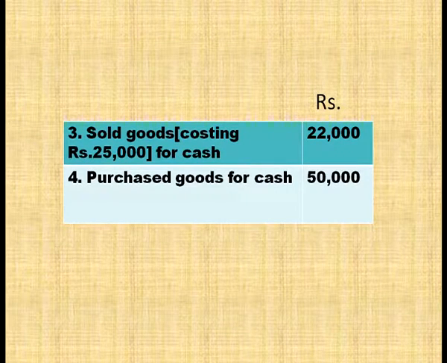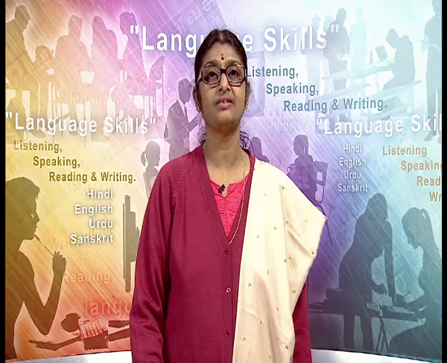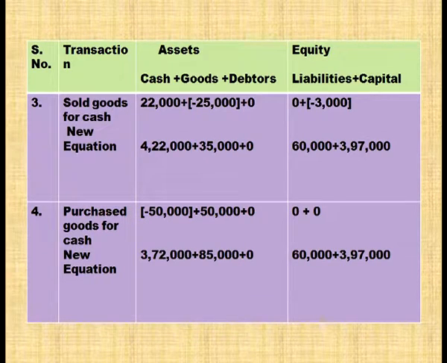Sold goods costing rupees 25,000 for cash 22,000 and purchased goods for cash rupees 50,000. In this case, how is the accounting equation affected? Goods are sold, cost price is 25,000. So, in the goods column minus the cost price 25,000. It is sold for rupees 22,000. So, cash is coming inside the business, 22,000. Cost price is 25,000, selling price is 22,000. So, there is a loss. Cost price is more than the selling price. 25,000 minus 22,000, 3,000 is the loss. It will be deducted from the capital.